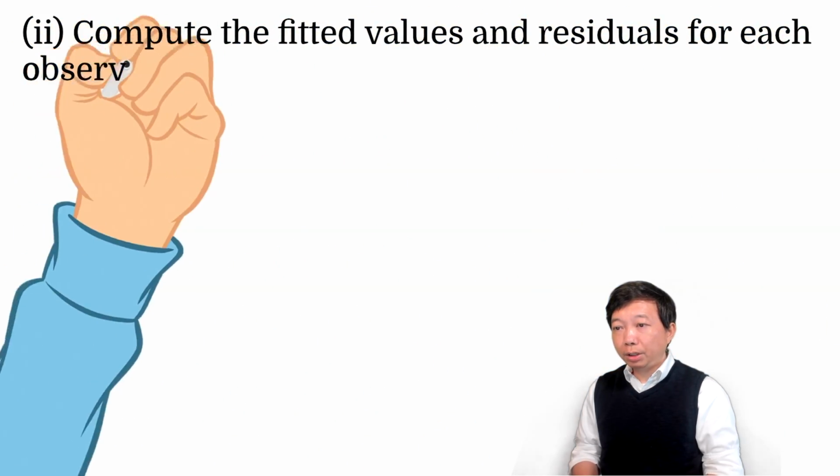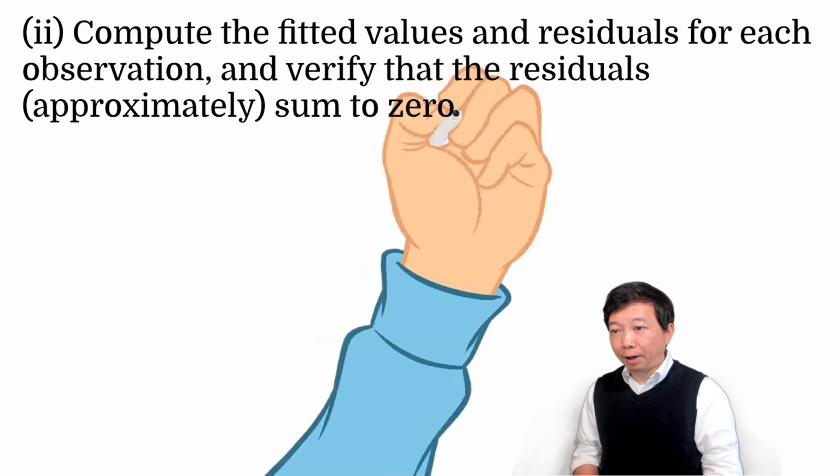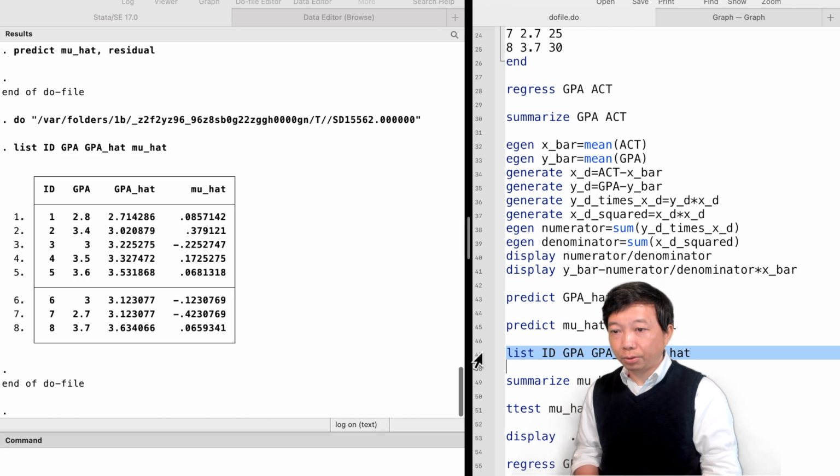In the second question, we need to compute each observation's fitted values and residuals and verify that the residuals approximately sum to 0. I use the Stata command predict to compute the fitted values and residuals. Here's the list of each observation's fitted value of GPA and the residual, along with the actual GPA. The fitted values and residuals are computed based on the OLS estimates of beta hat 1 and beta hat 0 and the estimated equation.